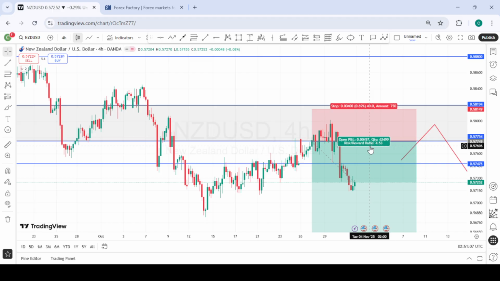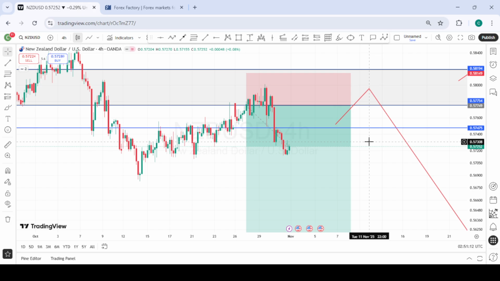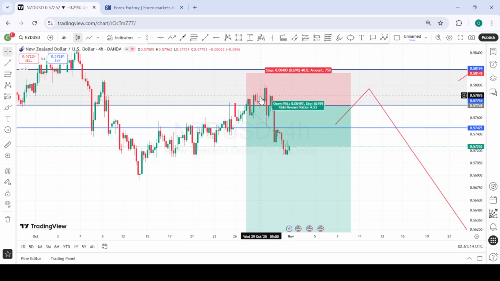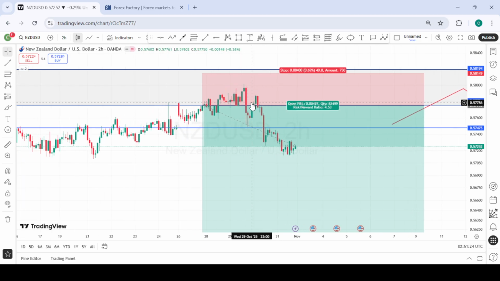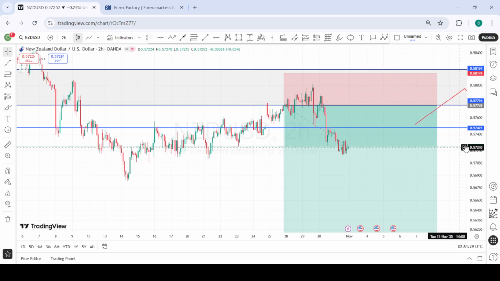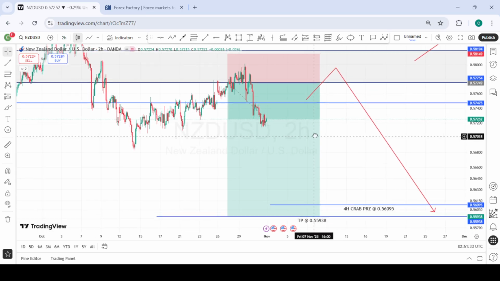We have here NZDUSD. NZDUSD also gave us a similar formation. Price pulled back into our area of interest and gave us this 4-hour structural shift and this pullback into our area of interest, and then we found a bearish confirmation, I think, on a 2-hour time frame here. This is the bearish engulfing candle which we took our trade from, and we are still holding this trade. And for the coming week, we'll be expecting price to give us a pullback.